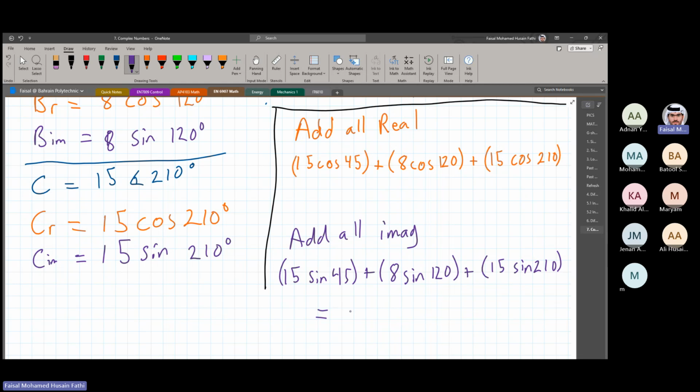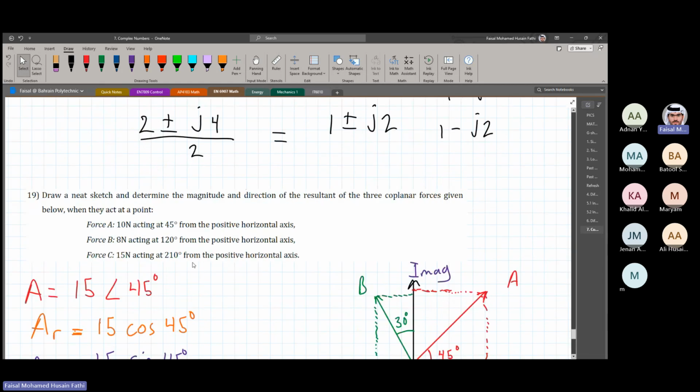I got the imaginary part equal to 10.03. Okay. And the real part comes out as minus 6.38. Perfect, thank you guys. So we got these two values. Of course, these are newtons, both of them, because the given in the question is in newtons.